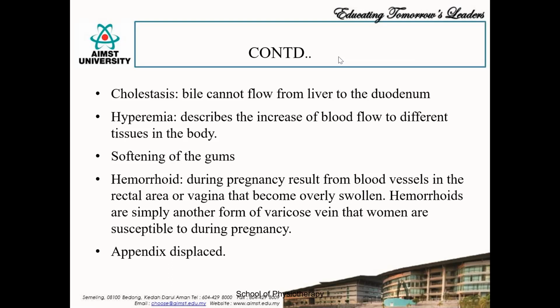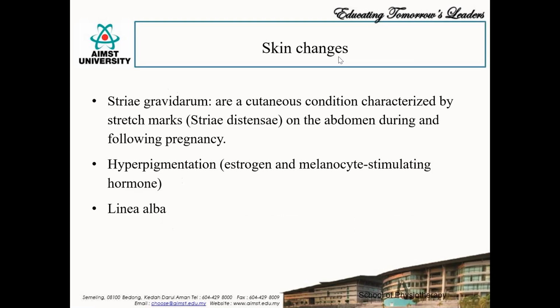The defecating material will compress the blood vessels, which will lead to swelling, and this swelling is called hemorrhoids. When these hemorrhoids break, there will be some leakage, or some tearing of the blood vessels in the anal region, and they may have some bleeding. Then next, the appendix may be displaced to the side because of the distending of the abdomen area.